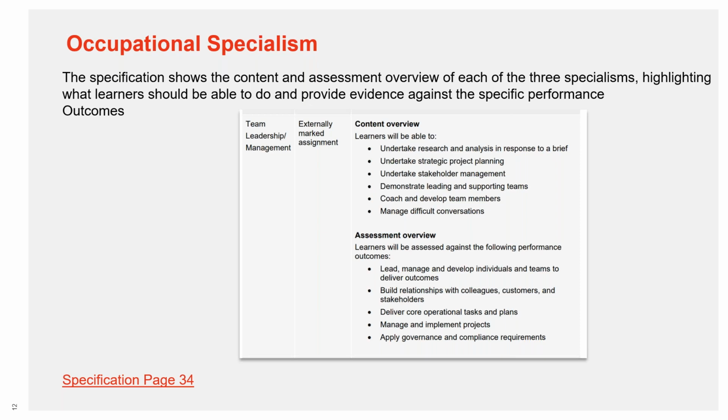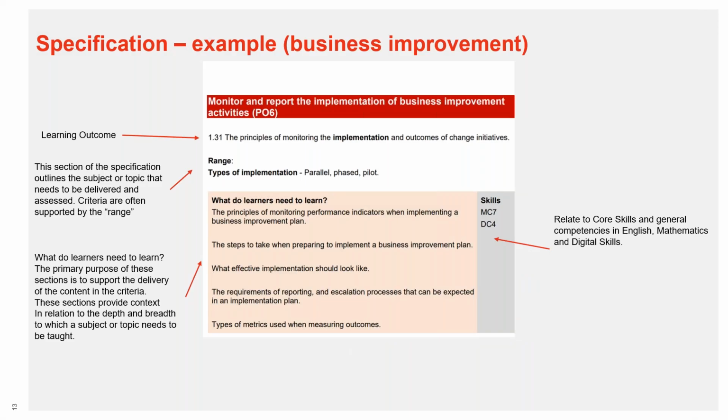It's imperative that you read the specification all the way through for your particular specialism to make sure that you understand before delivery, obviously. It's like many other qualifications in how that specification is broken down. You can see here, this is an example from business improvement. We're working towards performance outcome 6, so monitor and report the implementation of business improvement activities. The learning outcome itself of PO6 is 1.31. That is the principles of monitoring the implementation of the outcomes of change initiatives.